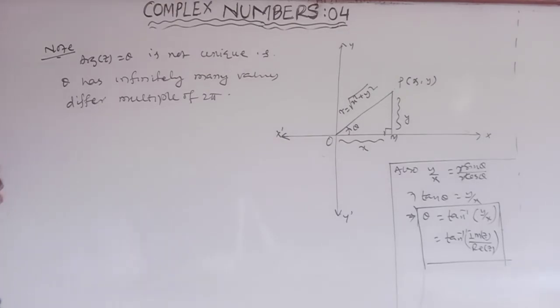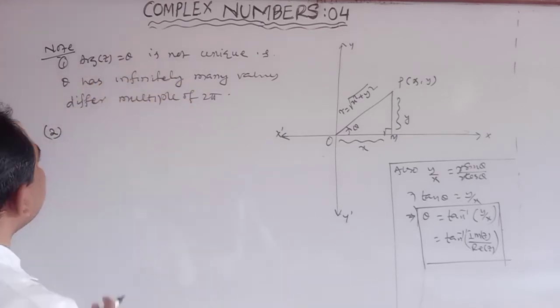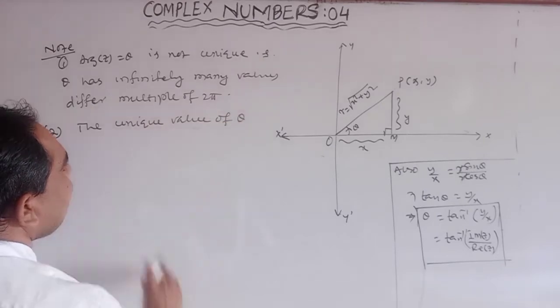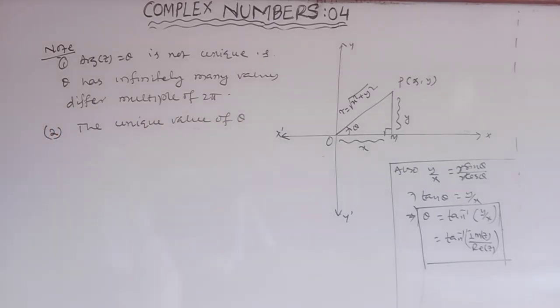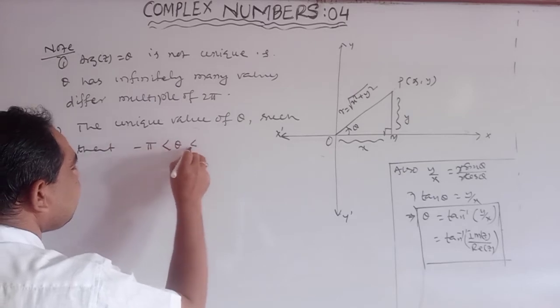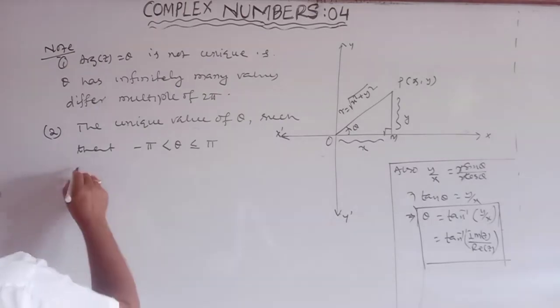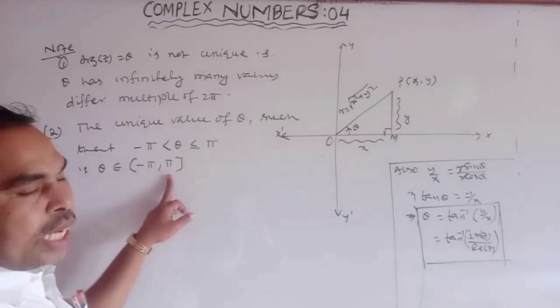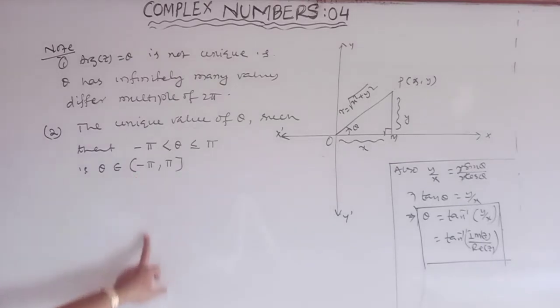Okay, multiple of 2 pi. The unique value of theta such that minus pi less than theta less than or equal to pi, that is theta belongs to semi-open minus pi to semi-closed pi, means pi included, minus pi not included.